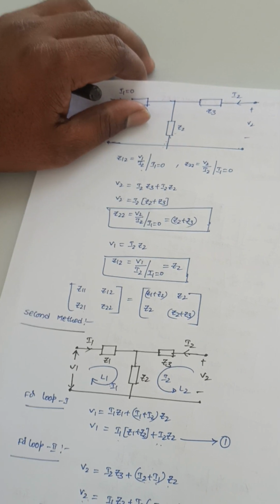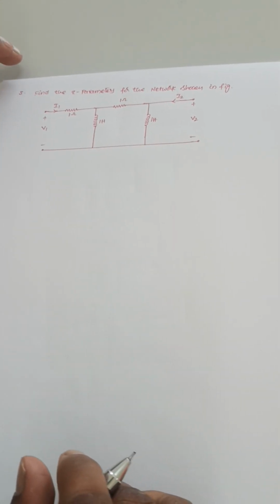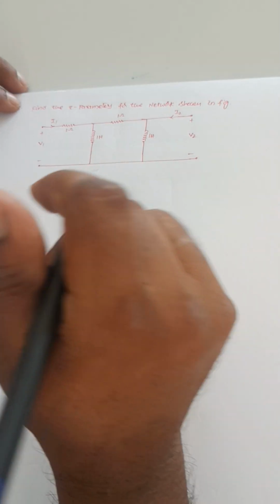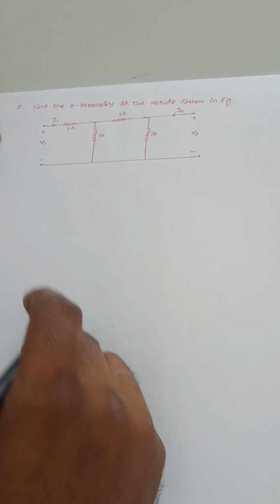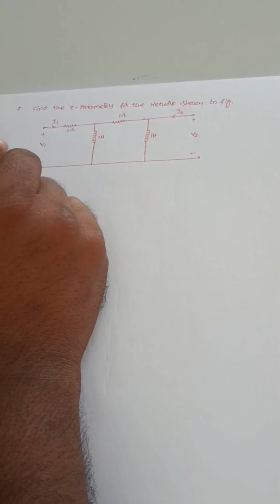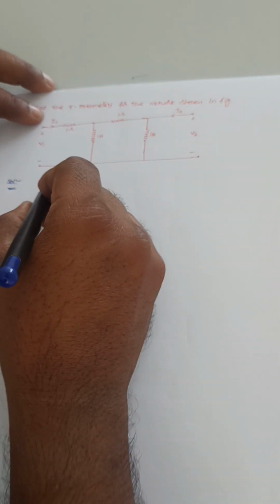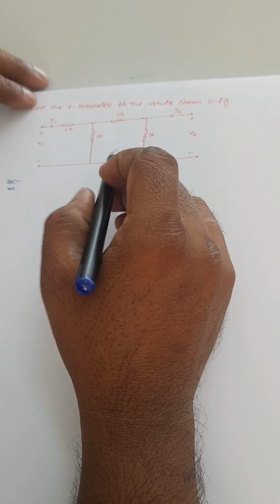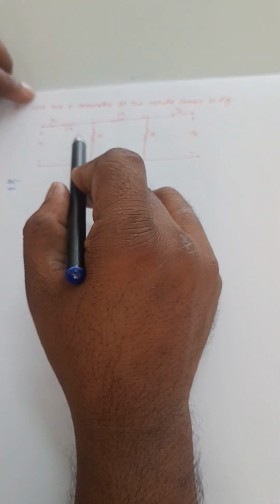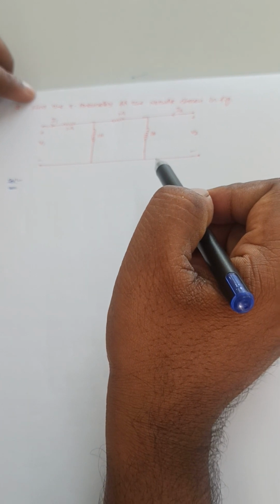Okay. Next this is the problem. For this problem I need to calculate the Z parameters for this network. Whenever these types of networks are present, how to solve the Z parameters? First you write this time domain network into a frequency domain network, or S domain network.